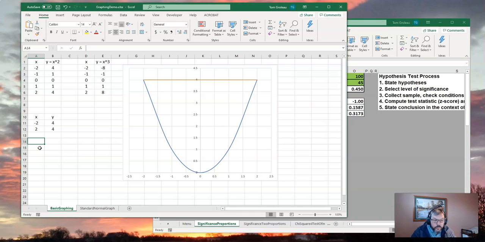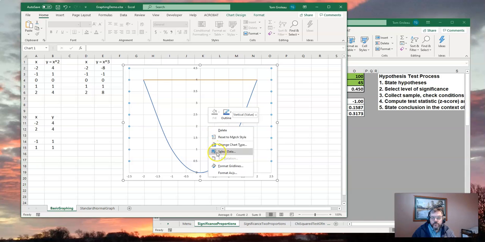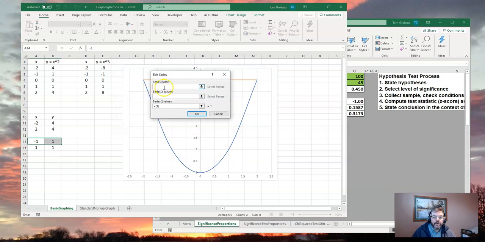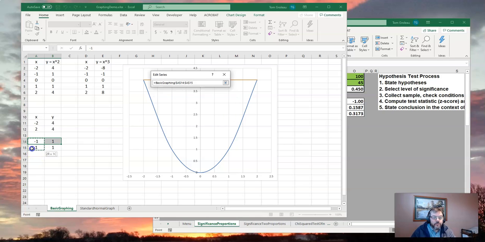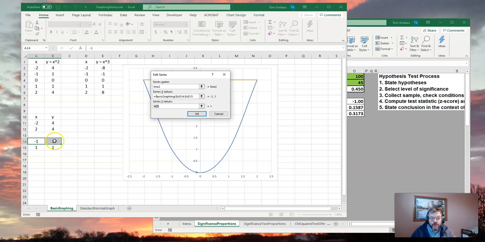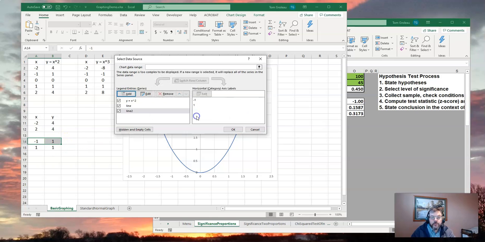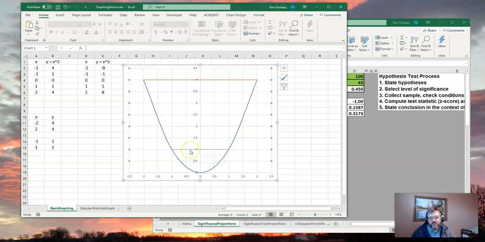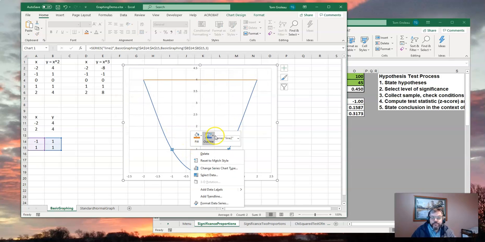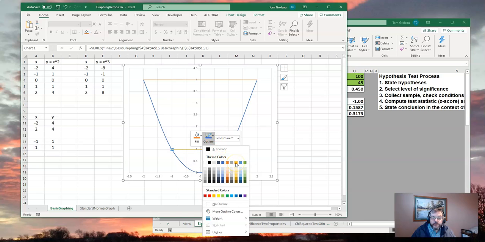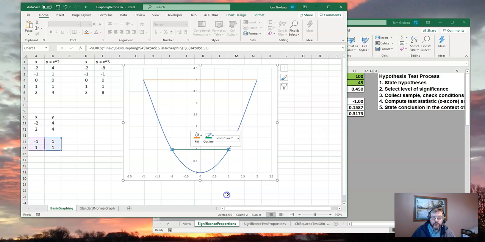I could do -1, +1, 1, 1, and select data, add, call this line 2, select my x values. I'm using the tab to get here. Notice these weird brackets around the 1. You want to make that go away. You don't want to add to it. You want it to be gone when you do this. I got two lines, so it's hard to see, but you can change the color to any color you want. Do bright green.